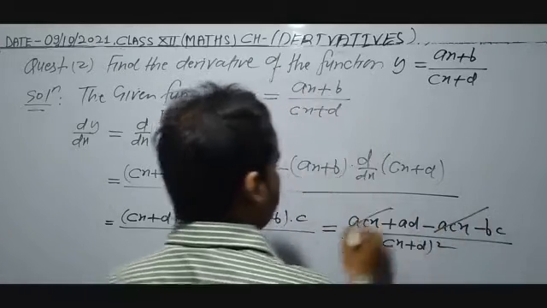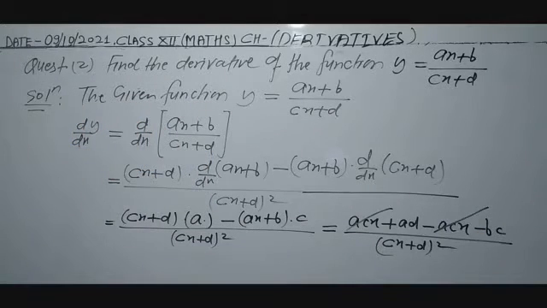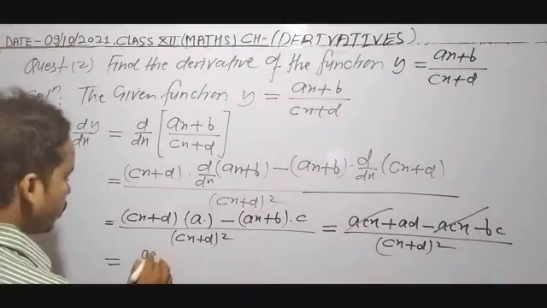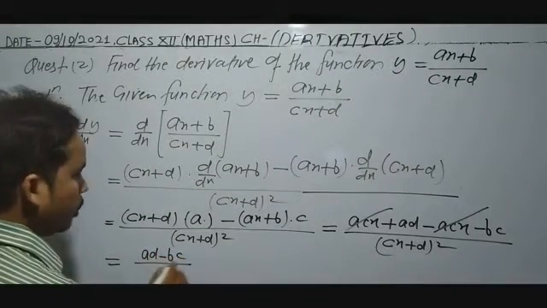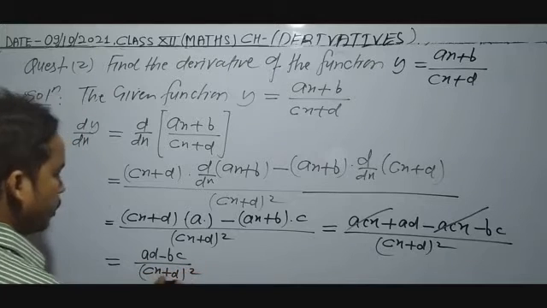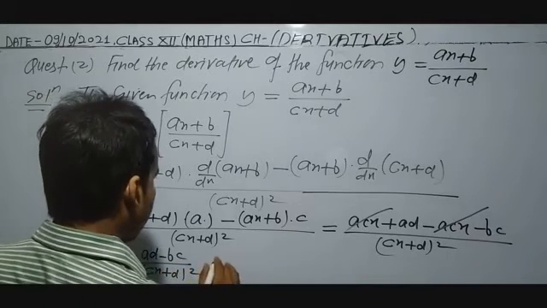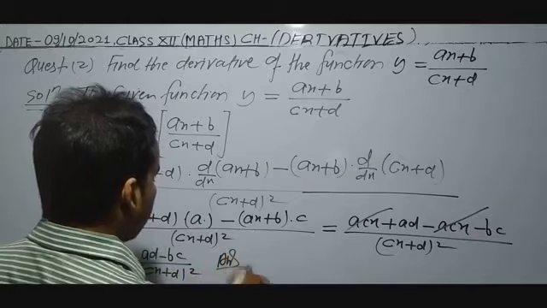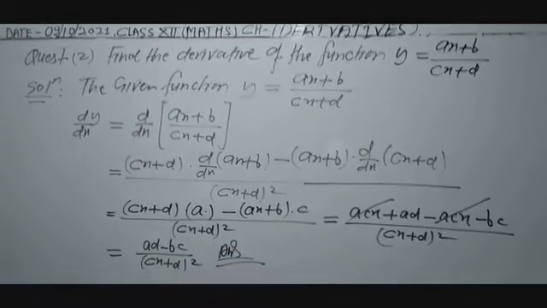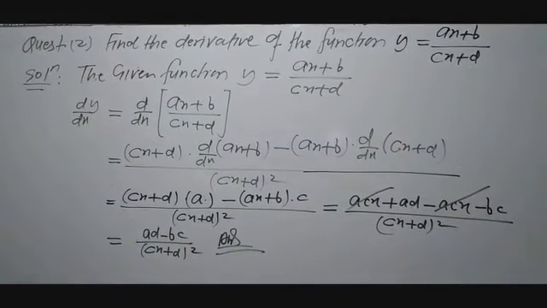Now the acx minus acx terms cancel out. So the result will be ad minus bc, whole upon cx plus d whole square. Now this is the answer. Now question number 2 is completed.